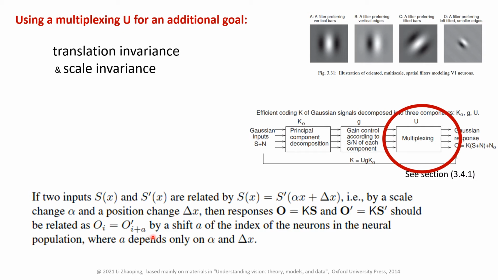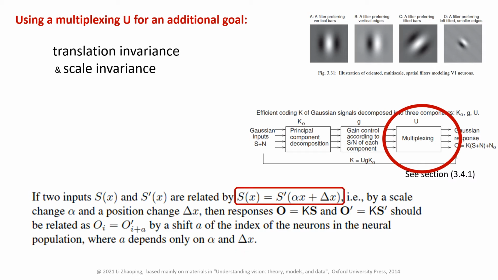It's the same response, except that for one input, the response is by a different group of neurons. And these neurons are indexed by i plus a, means just shifted to another group. And this shift in the neural population is one group of neurons versus another group of neurons. How much shift depends on what is the scale change and what is the translation change, delta x.